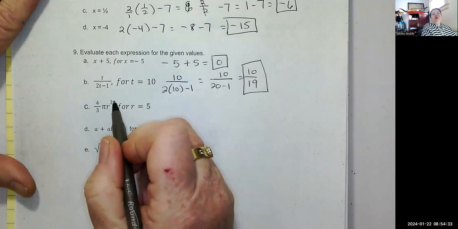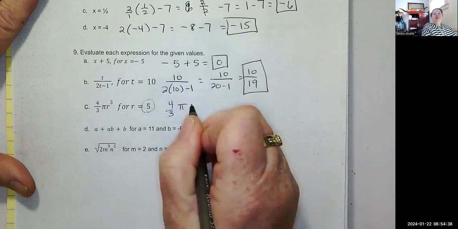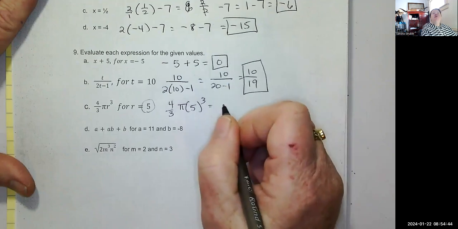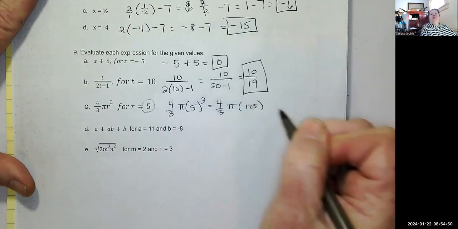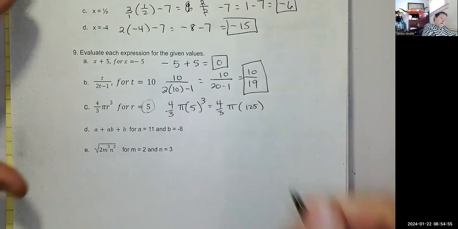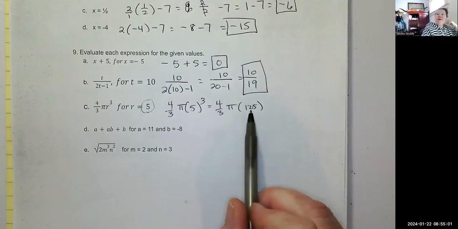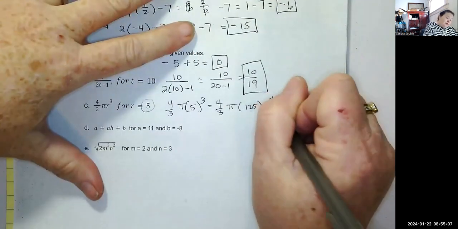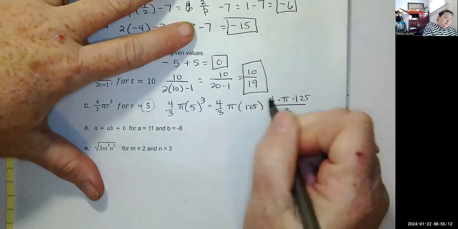4/3 pi r cubed. So we're going to plug in 5 for r. So 4/3 pi, and then 5 cubed. 5 cubed is 125. 5 times 5 is 25 times 5 is 125. So that's 4/3 pi times 125. Probably the last thing I would do here, is see if 125 is divisible by 3. So that's the first thing I would look at, see if I can reduce this 3 and this 125. Because when you multiply straight across, you're going to get 4 times pi times 125, all that over 3.